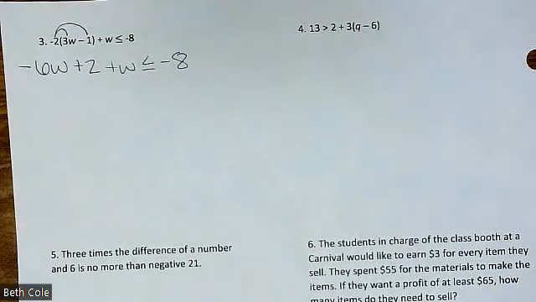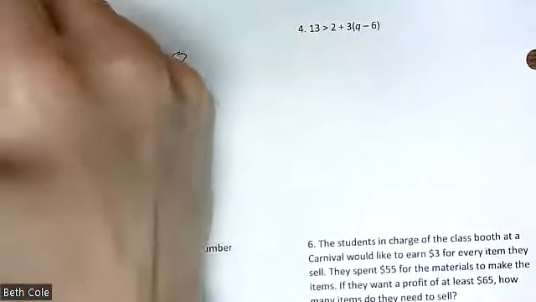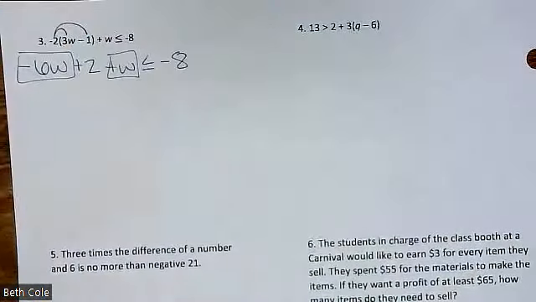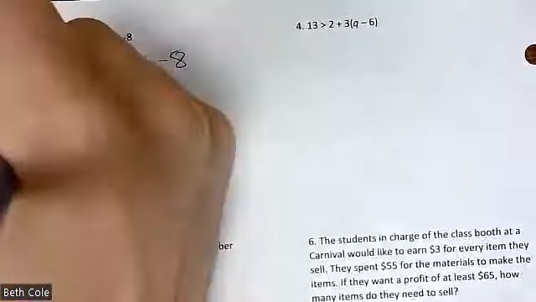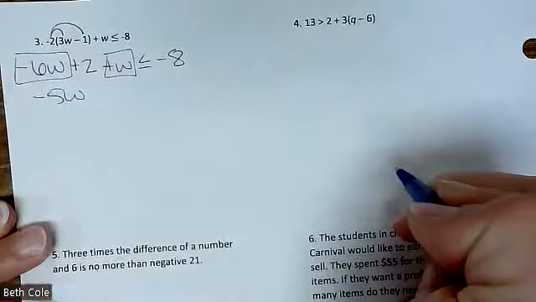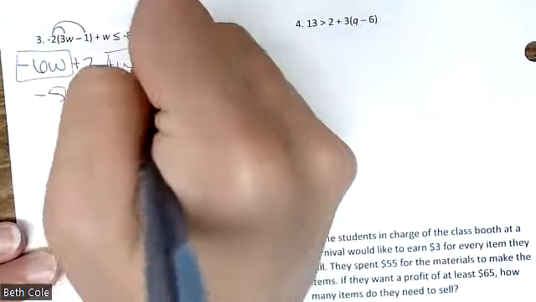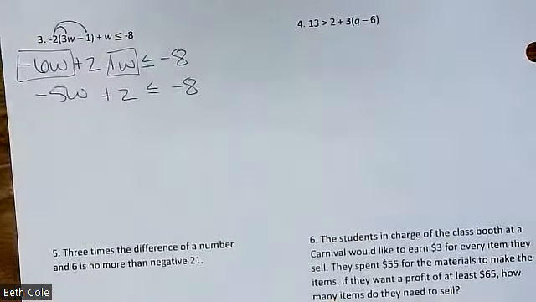When you get something that's really long, you need to do what? Combine like terms. What is going to go together? -6w plus 1w. That would give you what? -5w. Plus 2 less than or equal to -8.